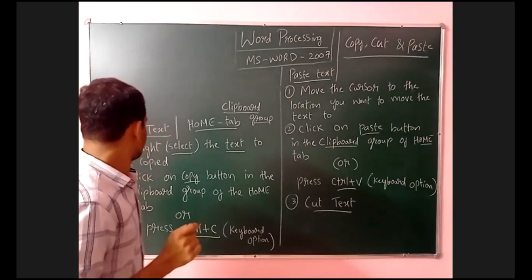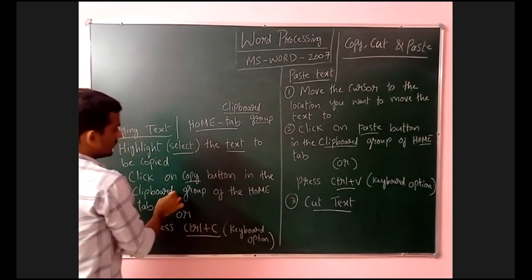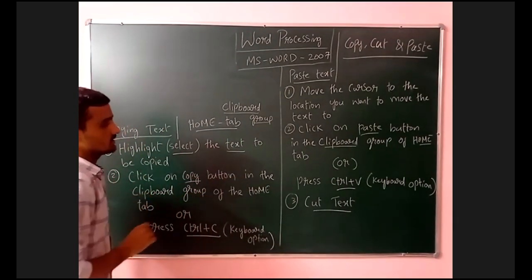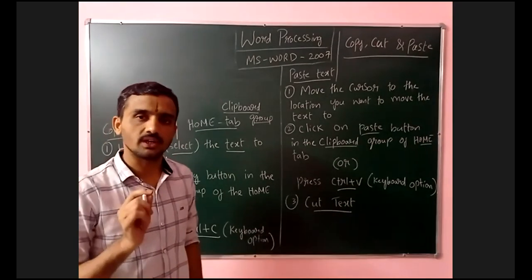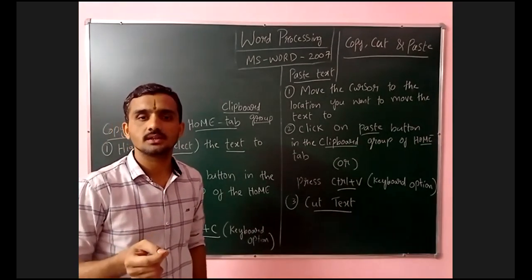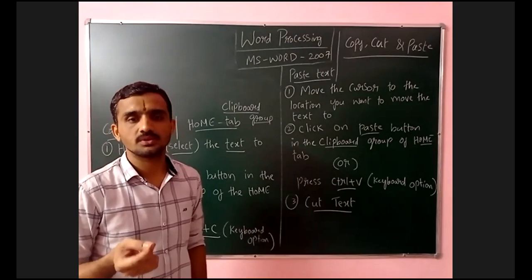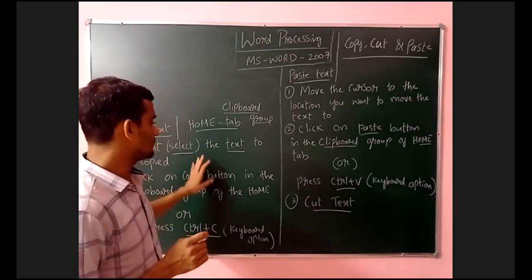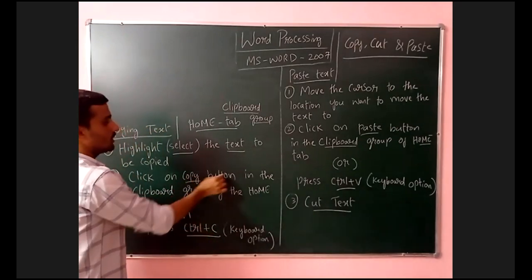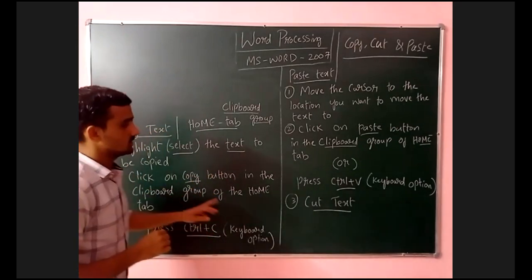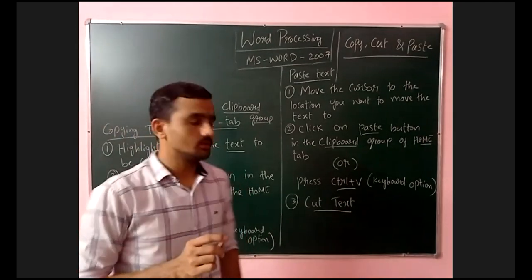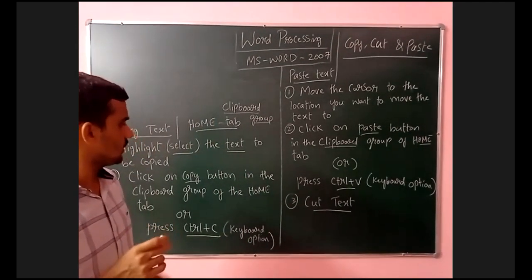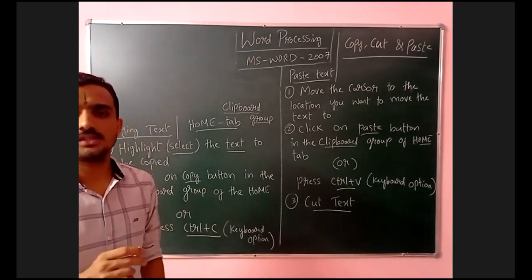Understood? So click on the copy button in the clipboard group of the home tab. Before that, first you have to select the text. If you don't select the text, that option cannot be selected. So first you select the text, that is highlight the text, then click on the copy button of the clipboard group of the home tab. This is how we copy the text with the help of the mouse.